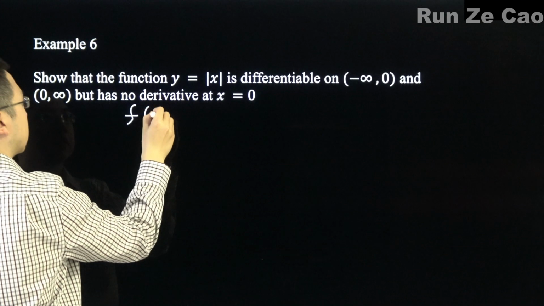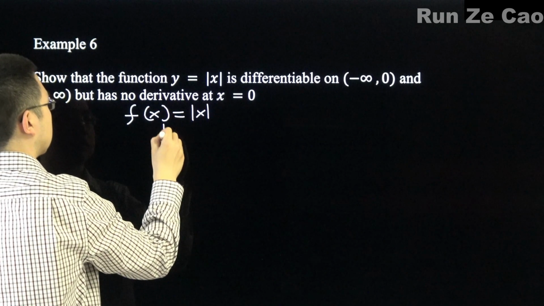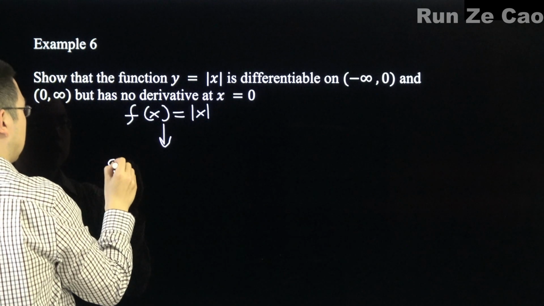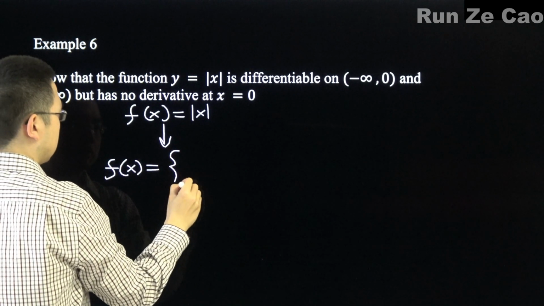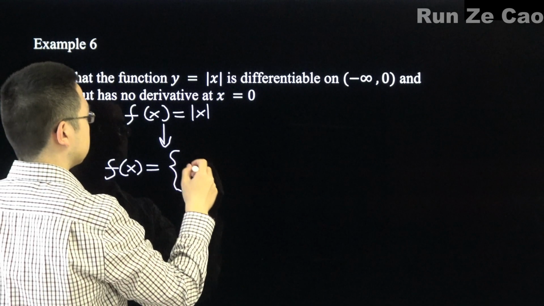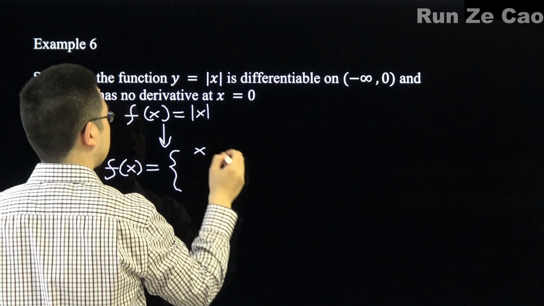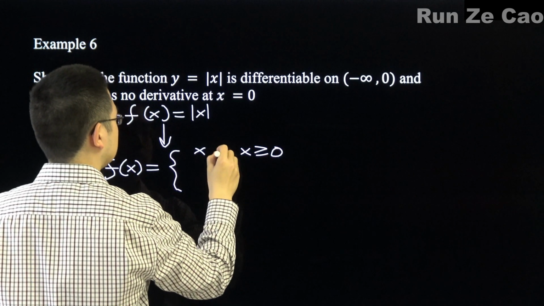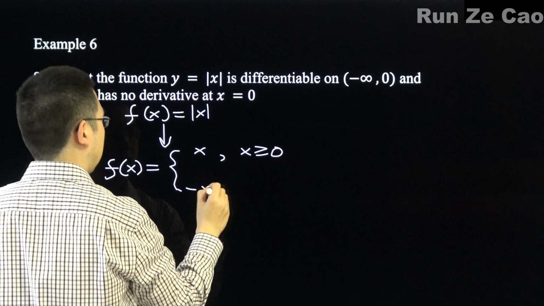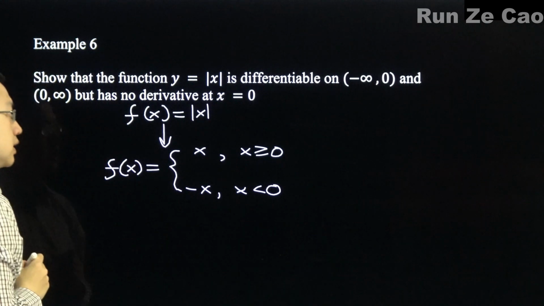Okay, f of x equals absolute value of x is f of x equals, well, set bracket, but anyhow, this is equal to x when x is greater than or equal to 0, and it is equal to negative x when x is smaller than 0.